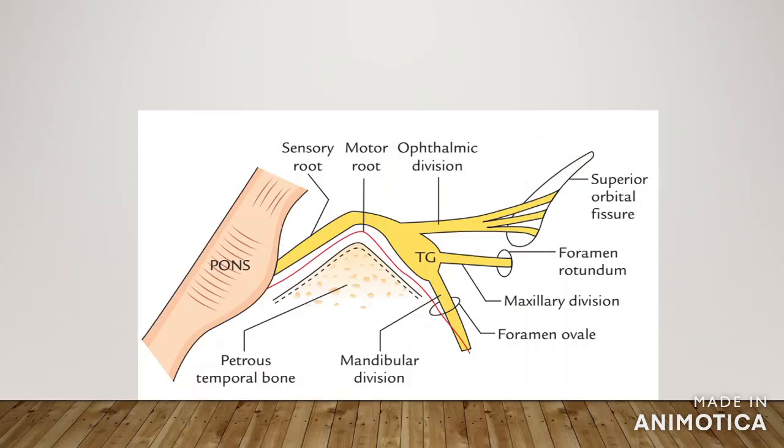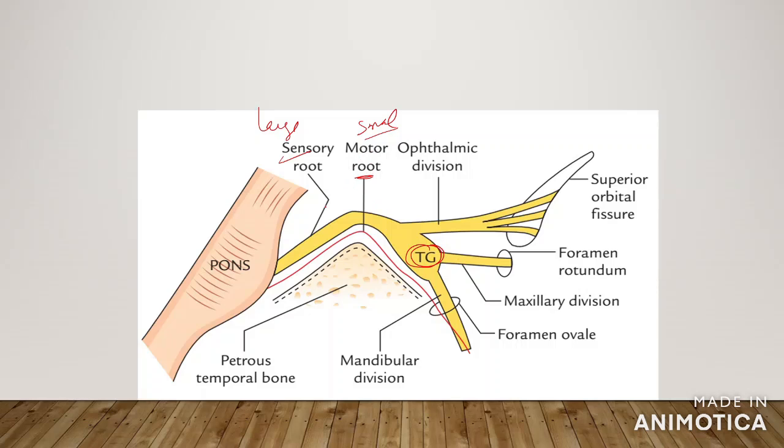So let's learn a little bit about the course of the trigeminal nerve. Basically there is a large sensory root. This is your large one and the motor root is your smaller one. This large sensory root will enter the lateral part of the trigeminal ganglion. This is your trigeminal ganglion. And then after that, it is going to exit from the skull like that, right?